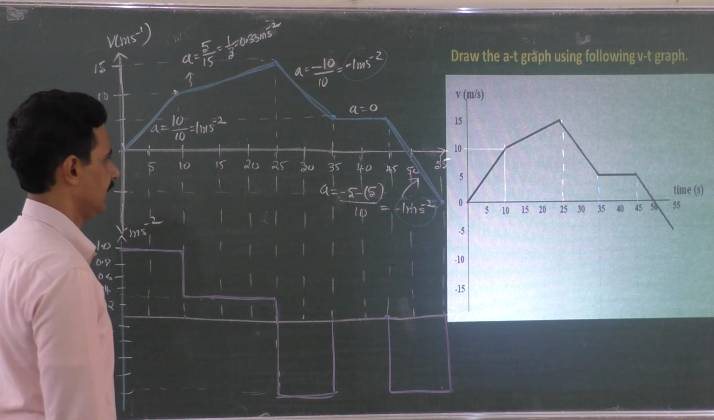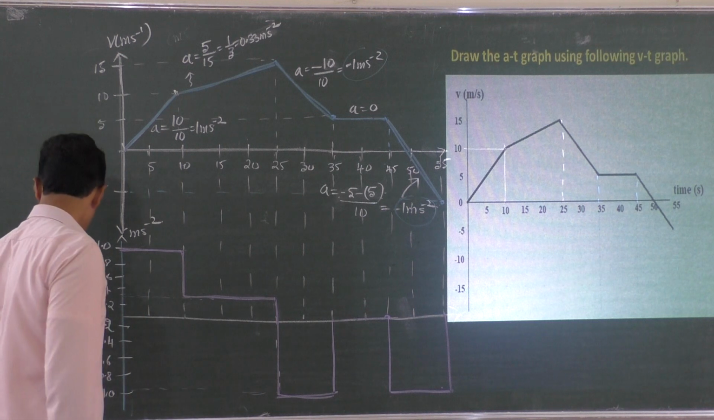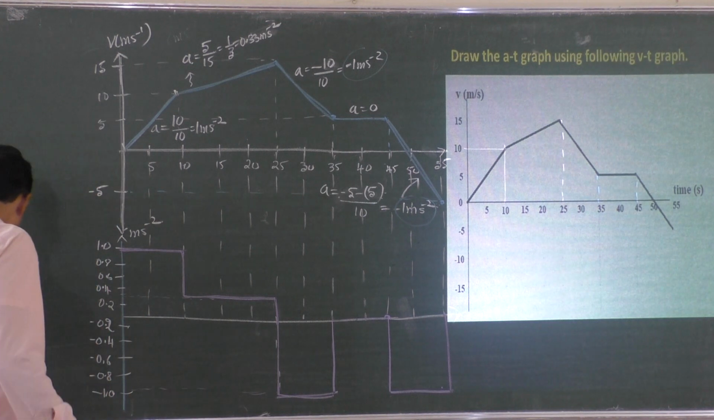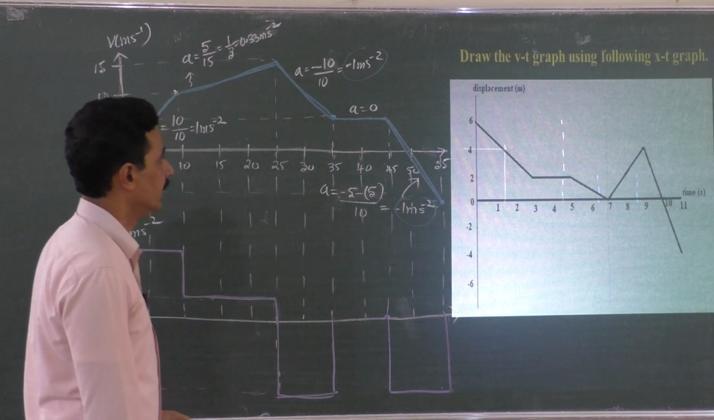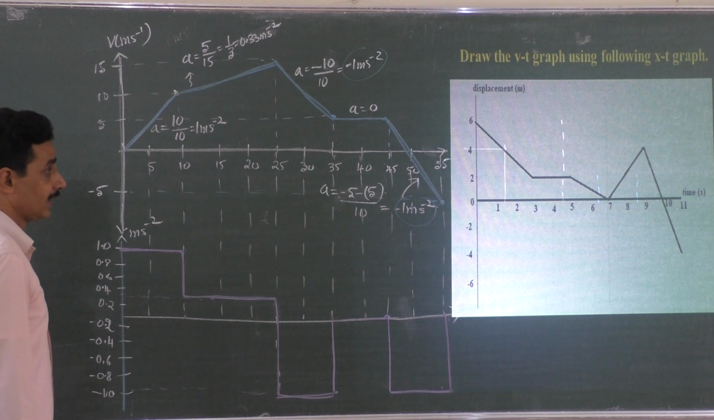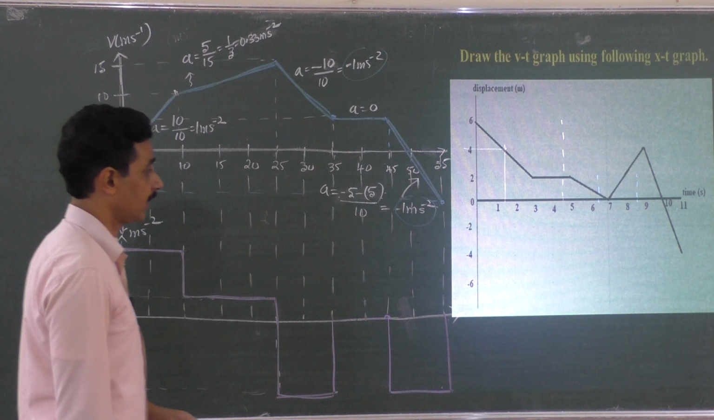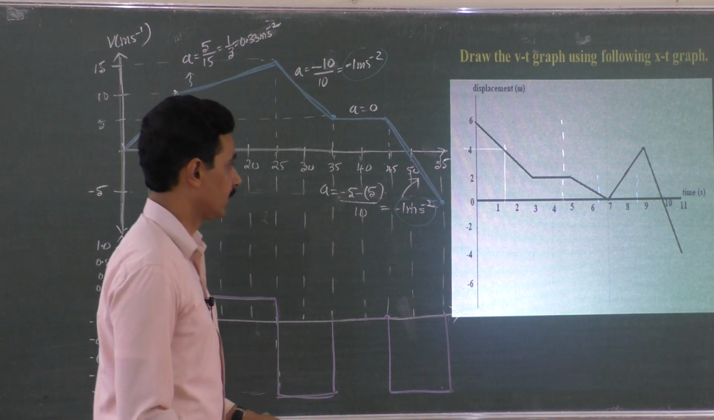So that is the AT graph, right? Hope you have followed it. If you still have any doubt, please ask. Okay, we will move on to the next one. Draw the VT graph using the following XT graph. Using the position time graph, you have to draw the VT graph. Okay?